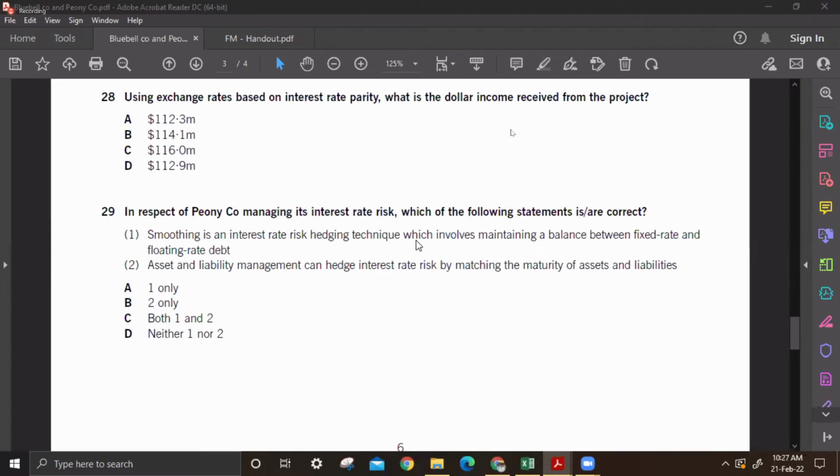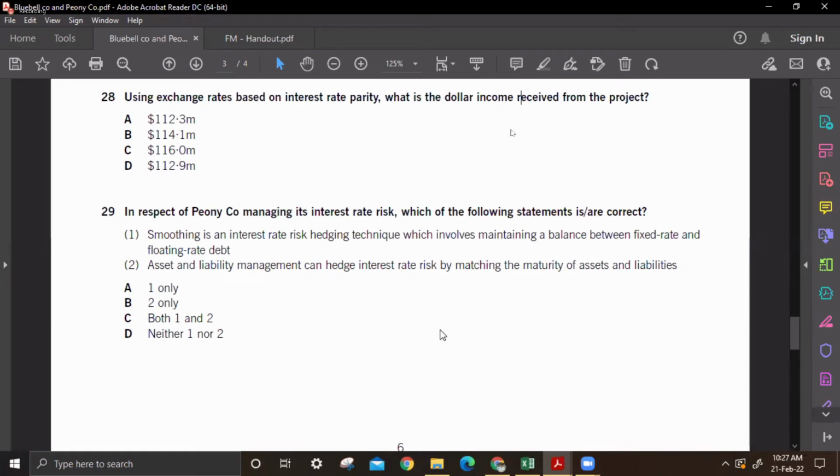Yes, C is the correct answer. Hadi has given me the right answer. Khatija, Neha, take your answer. So here, what is happening? In respect of Peony companies, you have to say which statement is correct, right? Smoothing is an interest rate hedging technique which involves maintaining a balance between fixed rate and floating rate debt.